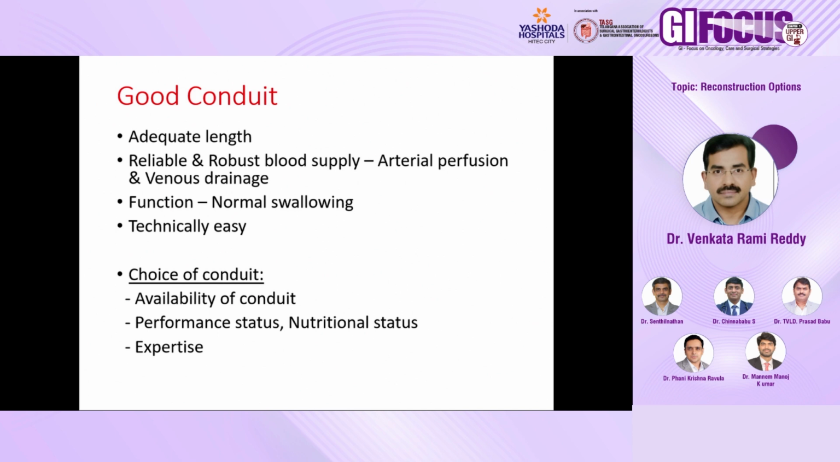For a good conduit, what you need is, first, adequate length, because you need a conduit which sometimes reaches up to the neck, and even the pharynx. Then it should have a good, reliable and robust blood supply. It is not only the arterial supply that is important, but also the venous drainage, because venous ischemia can cause necrosis. The function should be ideal, like a normal esophagus, and technically it should be easy for everyone to practice. Your choice also depends on the availability of the conduit, because sometimes you may not have the stomach available, and on the patient's condition and the expertise that you have.